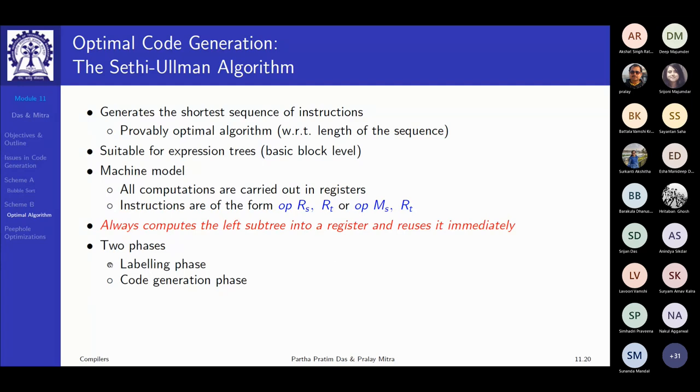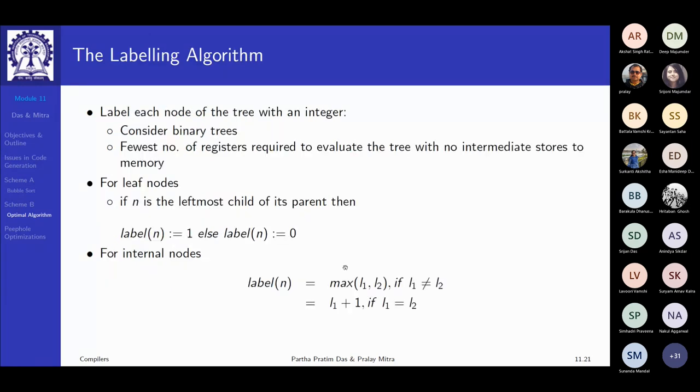Now this goes by two phases. In one phase, we label the expression tree with the least number of registers that we might need. And the second phase is actually for generating the code. Okay, so first, how do we label?